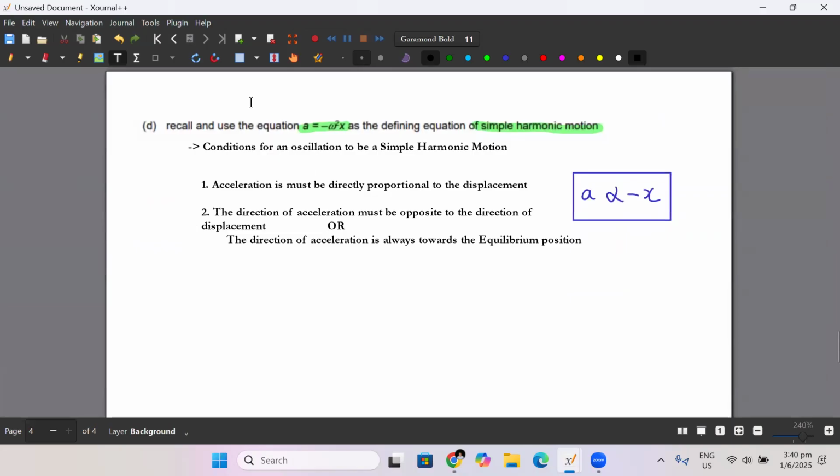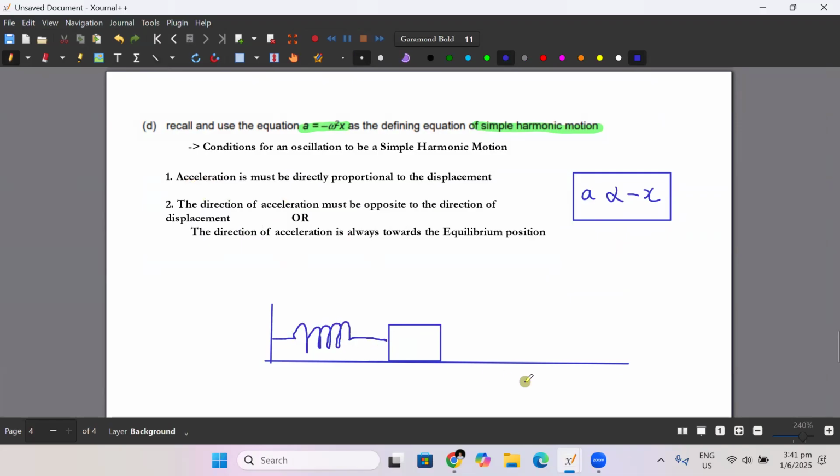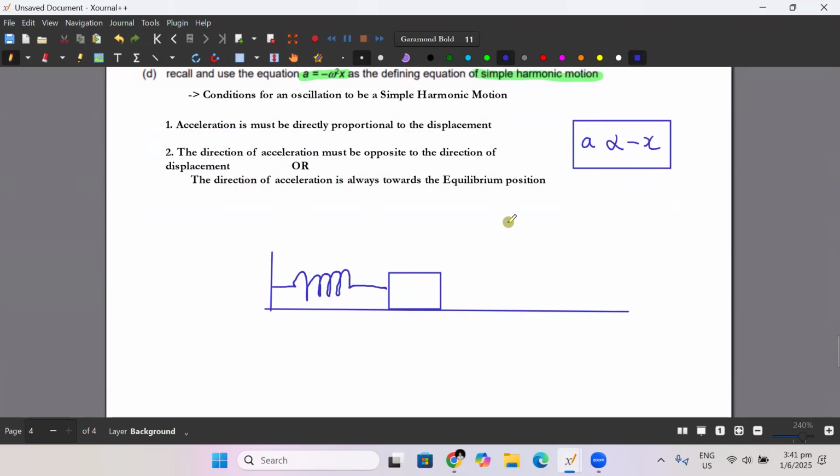Okay, and this one, right, it's actually a very important finding. So let me show you what I mean. So suppose this is a flat bench, and then this is the same mass-spring system. Okay, so this is a spring. Now notice, right, that condition number 2 says that the acceleration is always opposite to displacement, right?